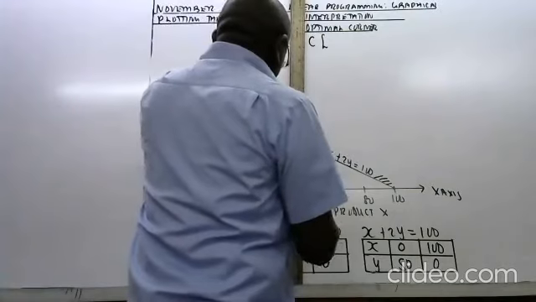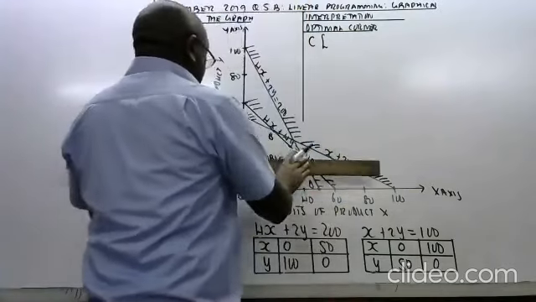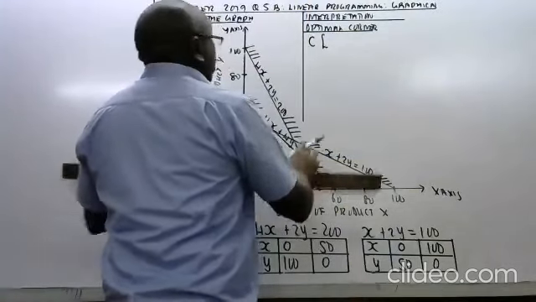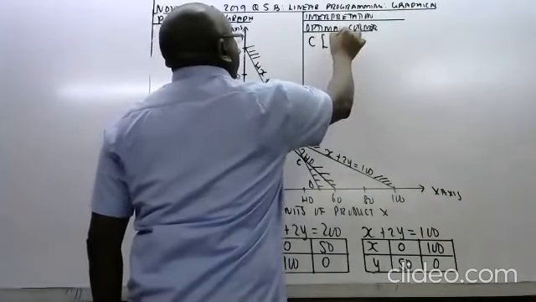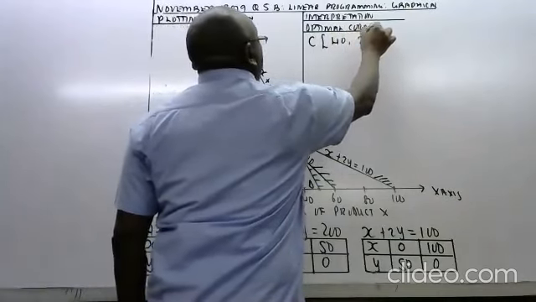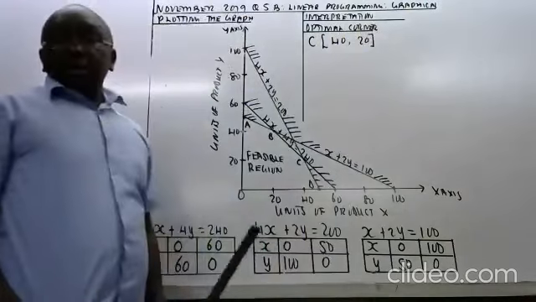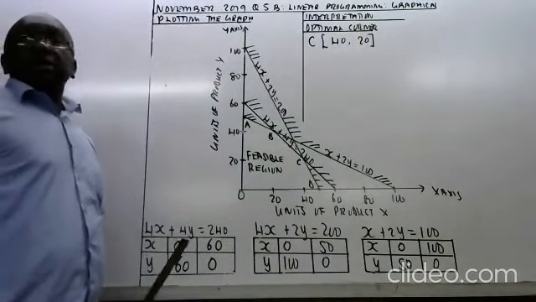Corner C, X is 40. So the coordinates are 40 and 20. Those are the coordinates.